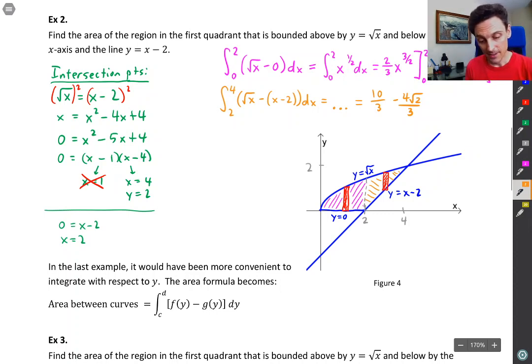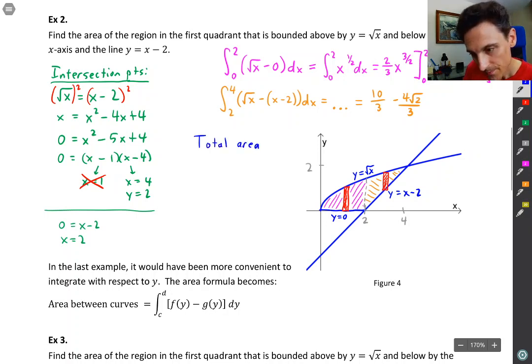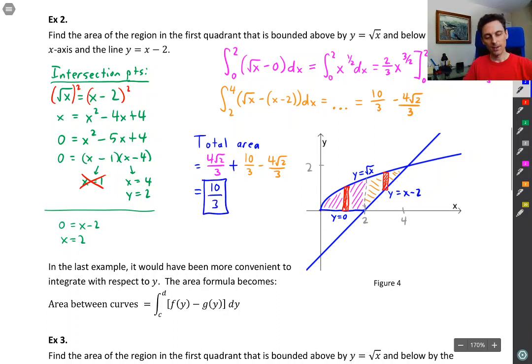So now what we do is add these areas together to get the total area of the region. Let's do that here. Total area will equal the 4 root 2 over 3 plus 10/3 minus 4 root 2 over 3. Notice how the square root fractions cancel, and you end up with just 10 over 3. So the area of that region is 10 over 3, or 3 1/3.